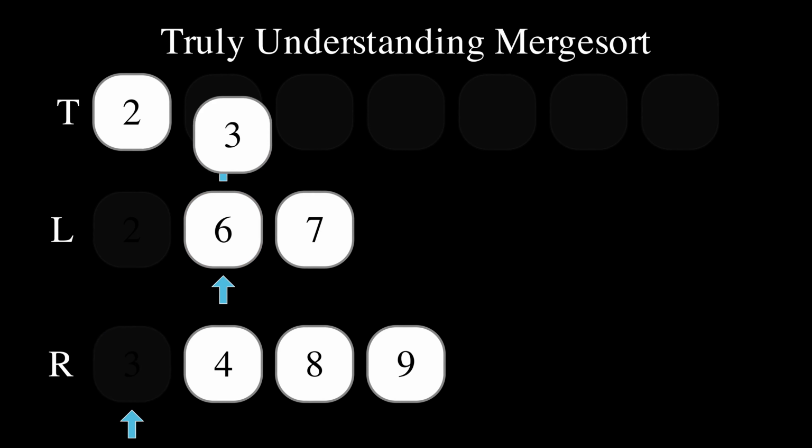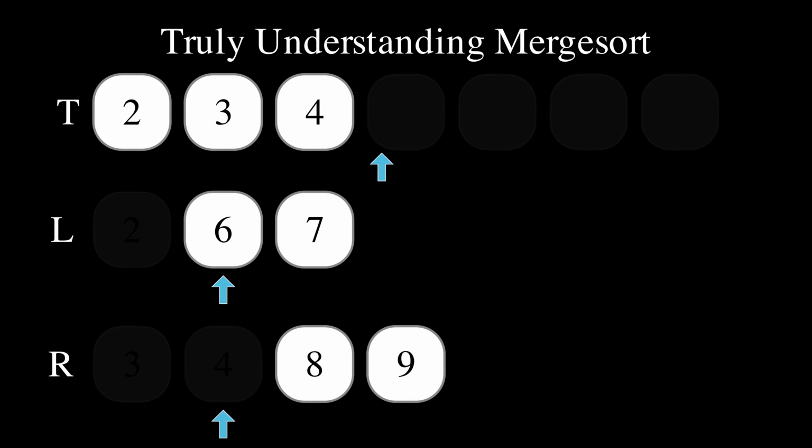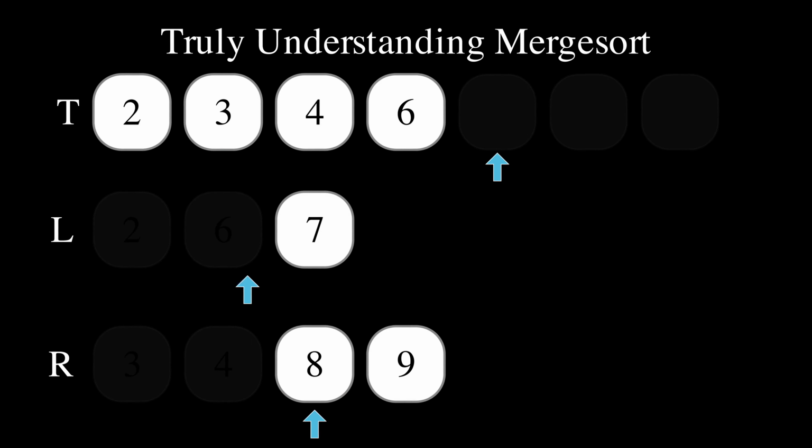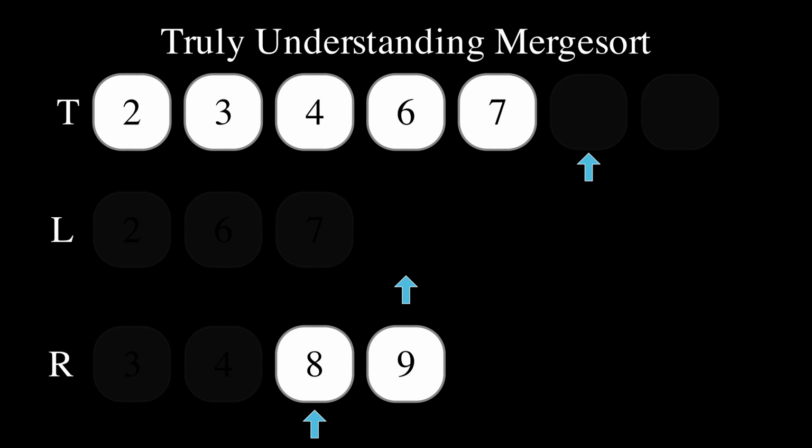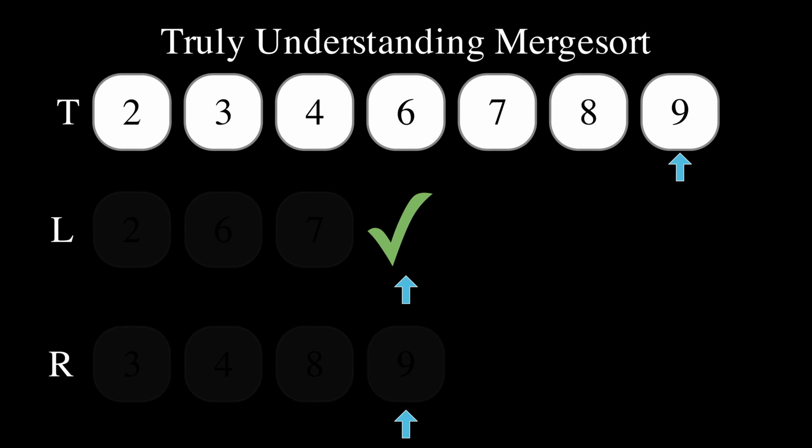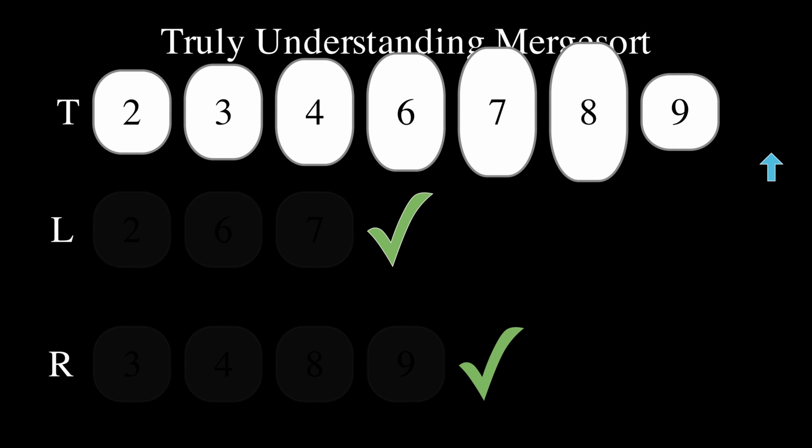Compare 6 and 3 and choose 3. Compare 6 and 4 and choose 4. Compare 6 and 8 and choose 6. Compare 7 and 8 and choose 7. At this point, the pointer into L points to an element just past the contents of L. This means that we have finished processing L. It remains to copy the rest of the values in R into the array T. We are done with merging the 2 subranges and we have obtained the sorted array.